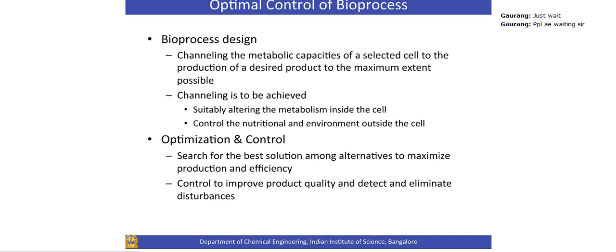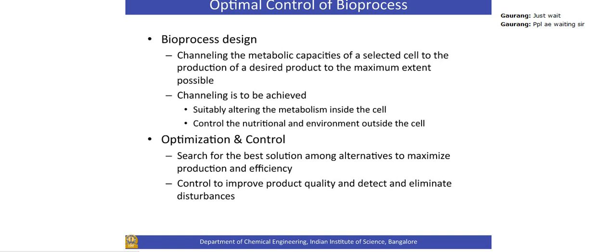Now, when we say we want to optimize and control, what exactly are we looking for? So, given a reactor, let's say a semi-batch reactor, I'm looking for the best operating strategy to carry out this fermentation process or bioprocess. So essentially, we are searching for the best solution among various alternatives to maximize the production and efficiency.